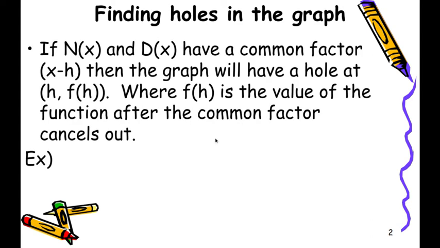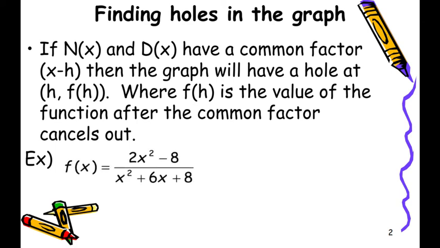All right, this is what we would do. If the numerator and denominator do have a common factor, which basically means you could get 0 in the top and the bottom, and let's say that common factor is x minus h, then the graph will have a hole at this h value. So x minus h, which is basically the 0 of this linear function, would be the x coordinate. To find the y coordinate, the f of h, you would have to find the value of the function after the common factor cancels out. So we're going to look at an example so that you can see how to find the coordinates of the hole.